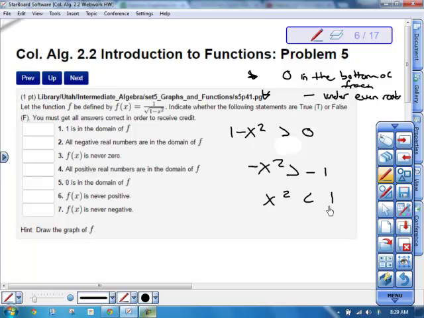Now, this is the tricky part. When I square root both sides, I get x has to be less than 1, or x has to be greater than -1, because when you square root both sides, you have to do plus or minus. Well, when you do the minus, you have to switch the sense of the inequality.